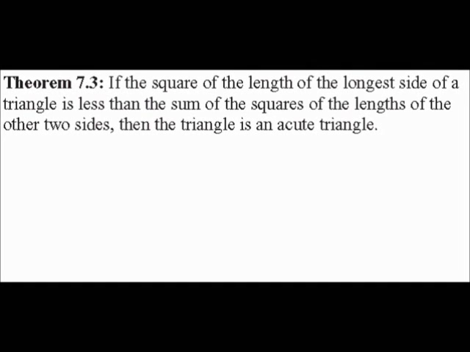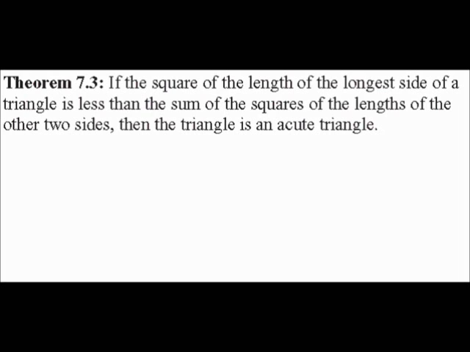Now let's look at theorem 7.3. I call this Pythagorean's inequality. We saw Pythagorean equality, showed for c squared equals a squared plus b squared. Let's read this. If the square of the length of the longest side, which is the hypotenuse of a triangle, is less than the sum of the squares of the lengths of the other two sides, the legs, then the triangle is an acute triangle.